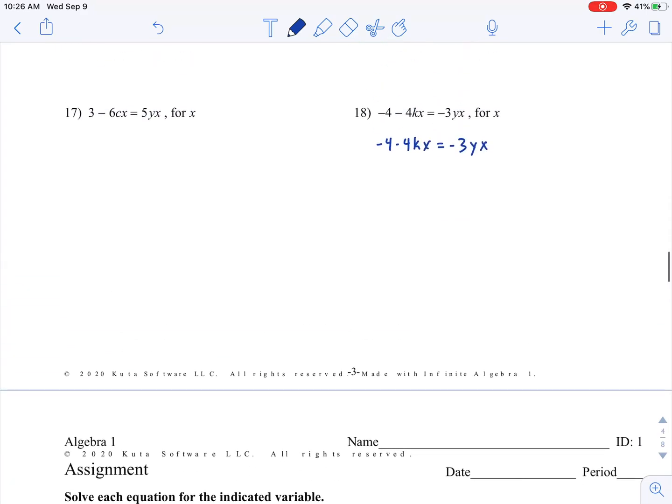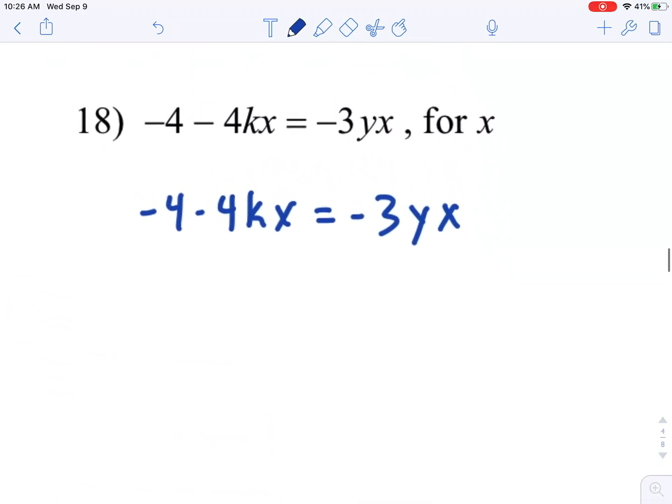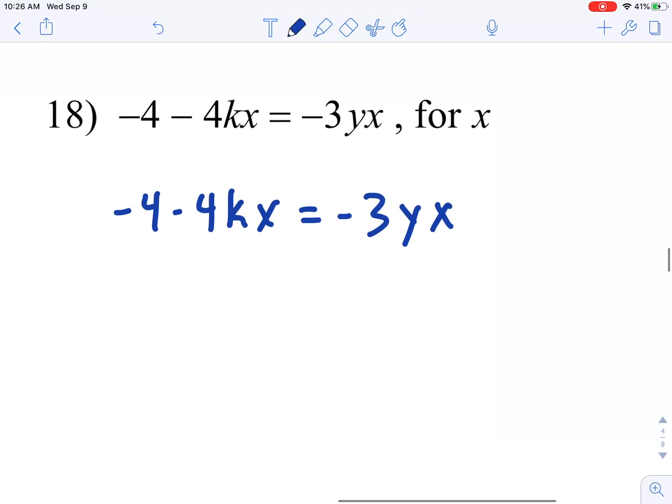Number 18. All right, this one is going to be a little bit tricky. We need to solve for x, but look, there's an x here and an x here. So I need to try to do a good job in explaining how this is done. First, if you have the same variable in two different spots, you need to get them on the same side of the equal sign. So I'm going to add 4kx, add 4kx.